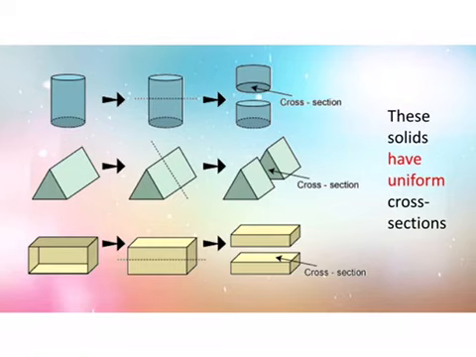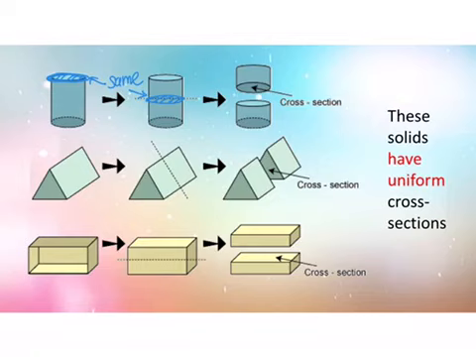Now let us take a look at the cylinder. If I were to cut horizontally across this cylinder at the top, I will have a circular cross-section. And if I were to cut it in the middle, I will have another circular cross-section. And these two cross-sections are of the same size, and they are actually the same in area.